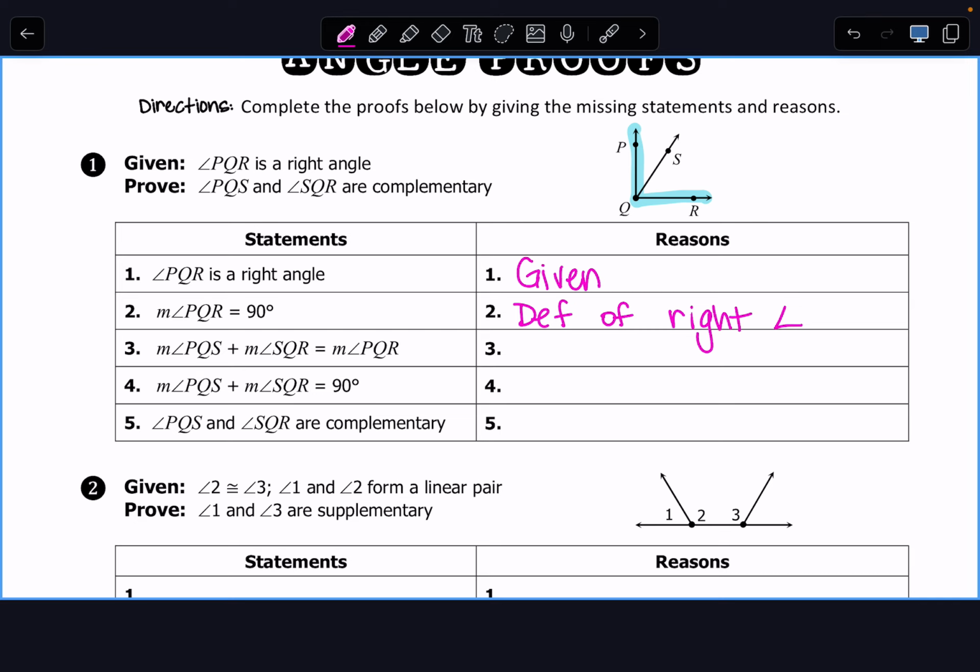In order for us to say that two angles are complementary, we have to show that they add up to 90 degrees. Well, if I need to show two angles add up to 90 degrees, maybe I should add them together using the segment, or how about angle addition, since we're working with angles? The angle addition postulate.